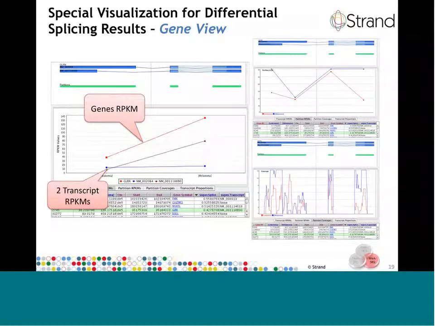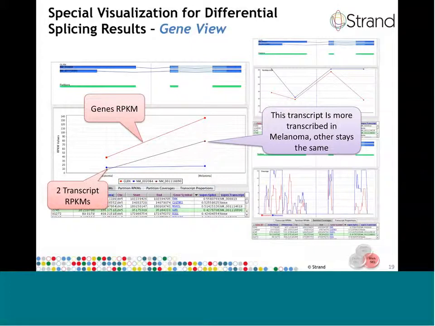The profile plot shows 3 lines, one in red showing the RPKM value for the gene, and one blue and one brown showing the respective RPKM values for each of the 2 transcripts. As you can see in this plot, the expression level for the blue transcript stays basically the same, while the brown transcript goes up significantly in the melanoma sample as compared to the leukemia sample.